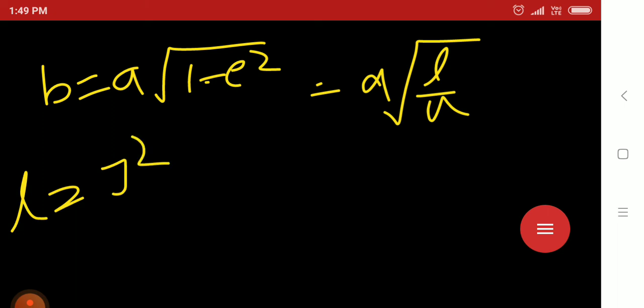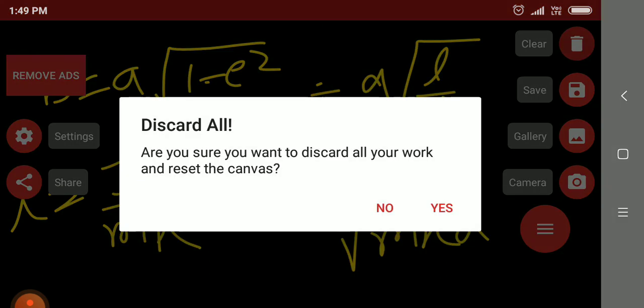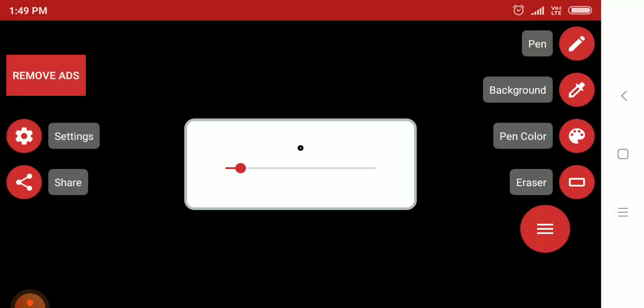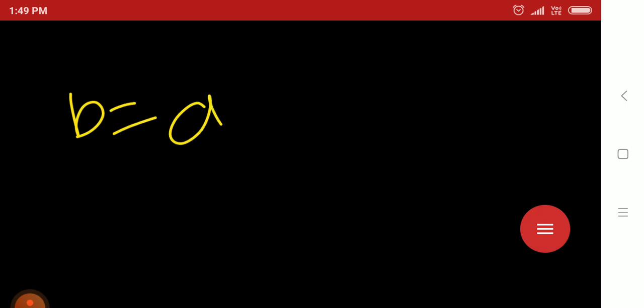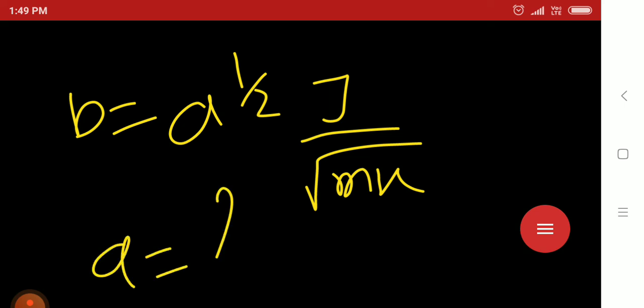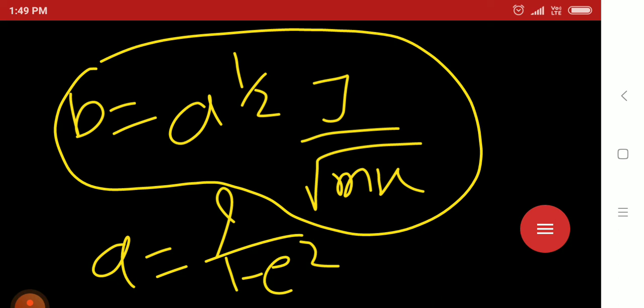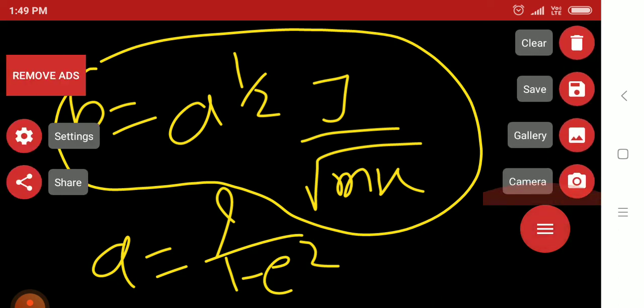L equals, what we know, J square by MK. L equals J square by MK. Then we can write J square by MK into a. So now finally we can write b equals a to the power half J by root MK. And a equals L by 1 minus e square, and b equals a to the power half J by root MK.